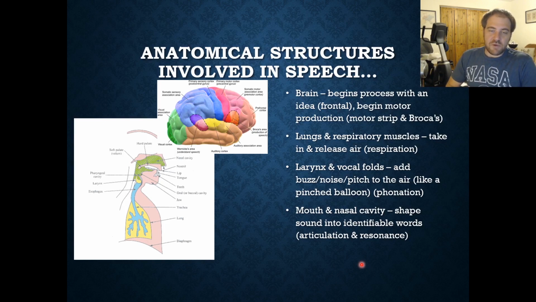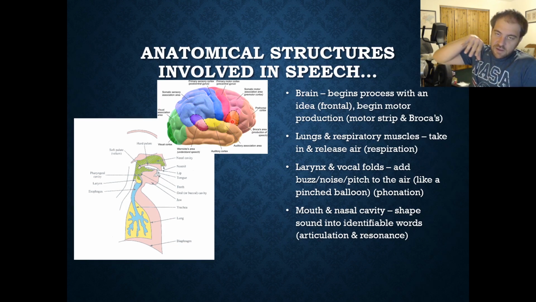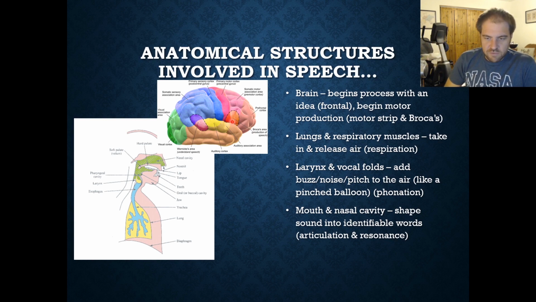It begins the process, right? So you start with an idea. This is kind of a frontal area thing. You have an idea here. So you've come up with a new thought and you want to tell everybody. Then you also have to begin the motor production. Not only do you come up with the thought, but you select the words, which is done in a few different areas. And then you begin motor production, which is done along the motor strip here and in Broca's area right here. Then that goes to the rest of the body. So we've done the cognitive portion of it, and now that's going to go elsewhere.